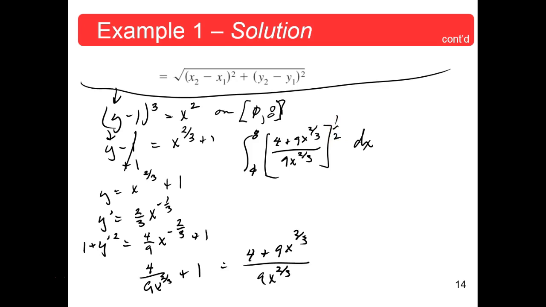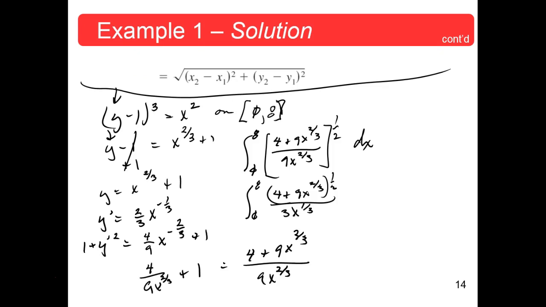Okay? Now, is that okay? Okay. So this is the integral from 0 to 8 of 4 plus 9x to the 2/3, to the 1/2 power, over, I'm going to take the square root of that denominator. That's going to be 3x to the 1/3. Where does 1/2 come from? That's the square root. Remember? Oh, okay. Yeah. The square root of this thing. Okay. That's where that came from.